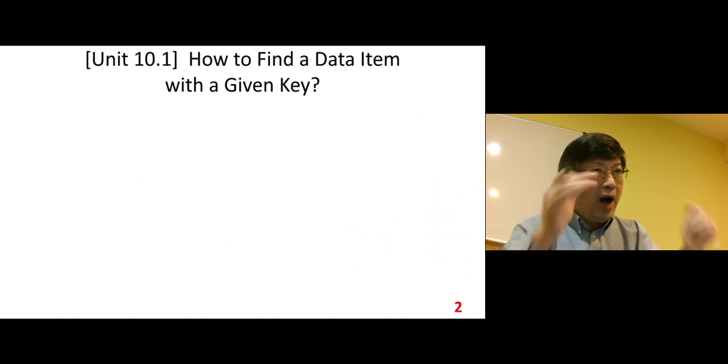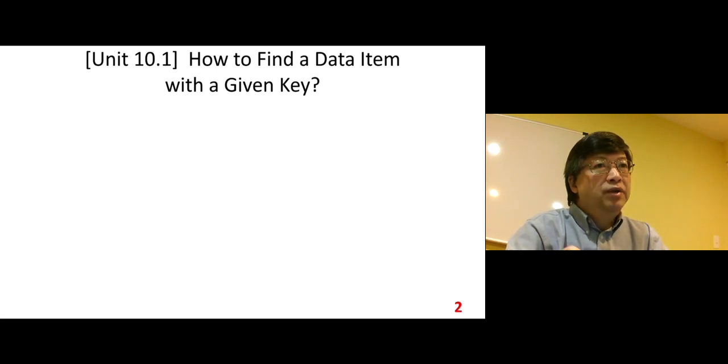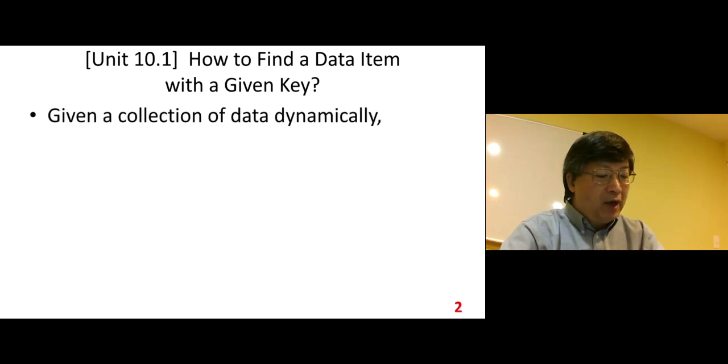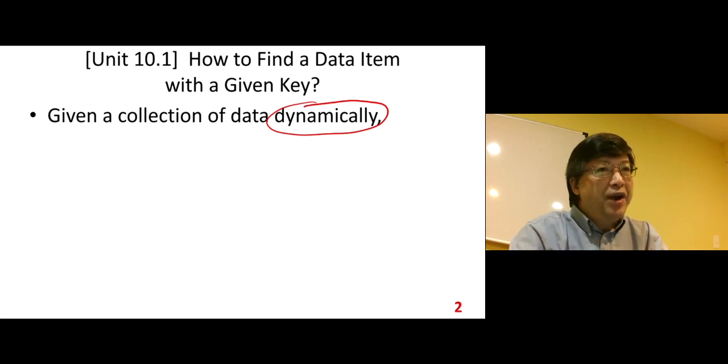So let's look at why we need a new search. The basic problem: how to find a data item with a given key. The fundamental problem. So here, given a collection of data dynamically. We discuss dynamic data a lot, because in the real world you need to prepare for dynamic data like that.